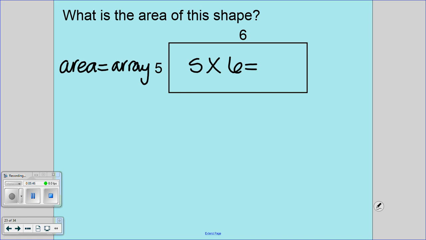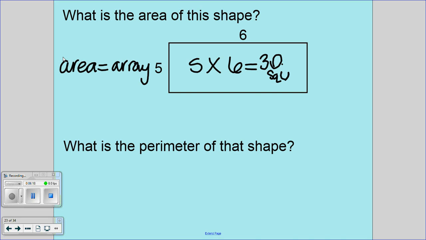30. Now I'm doing area, so what's going to be my unit? Square units, because I'm using an entire square to fill up my space. Now I don't know what unit I'm using. I don't know if I'm using feet, inches, yards, miles. I don't know. So I'm just going to say square units. Are we good with that? Georgiana, question about that? I was just about to say you forgot square units. Gotcha. Thank you. What's the perimeter of this shape?